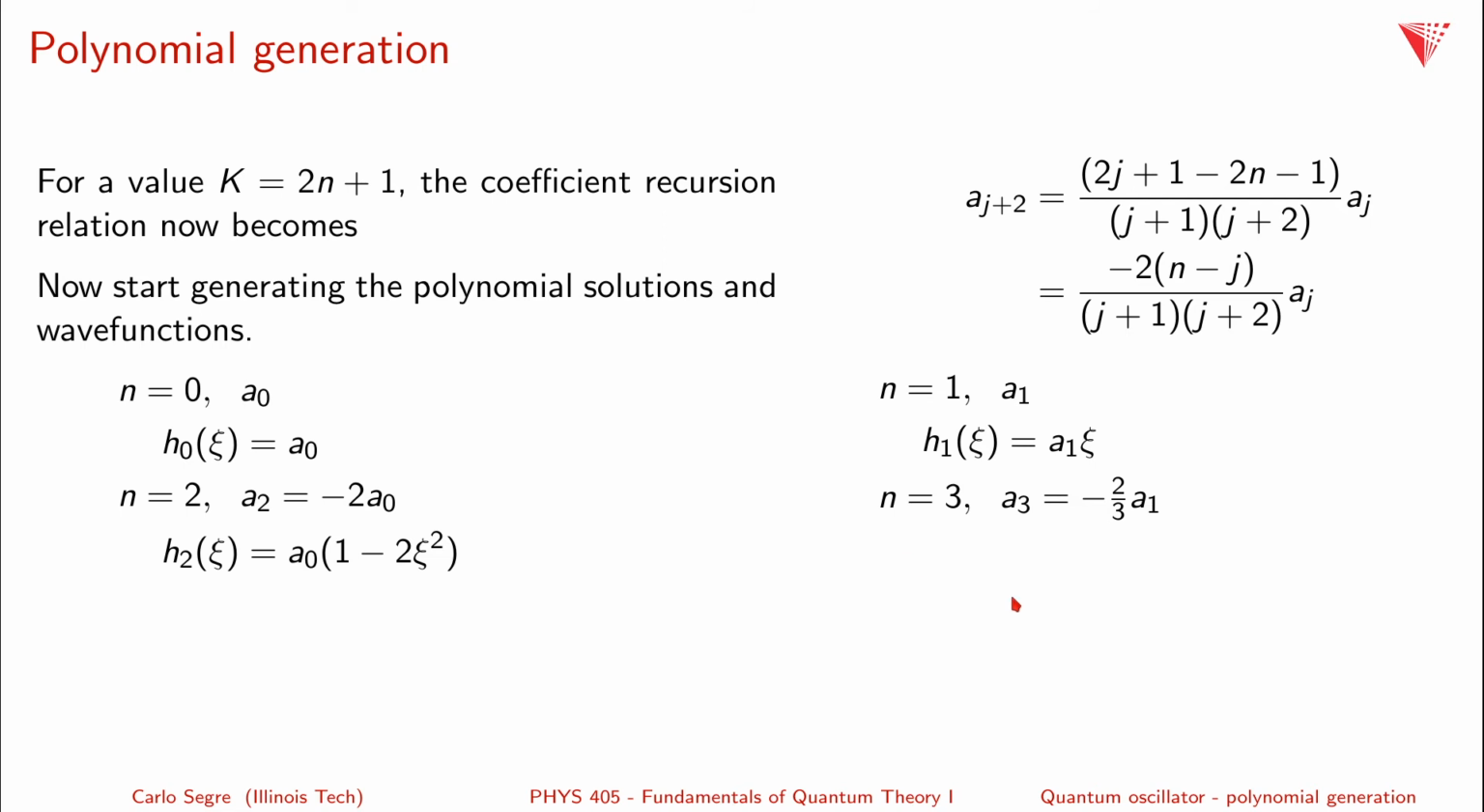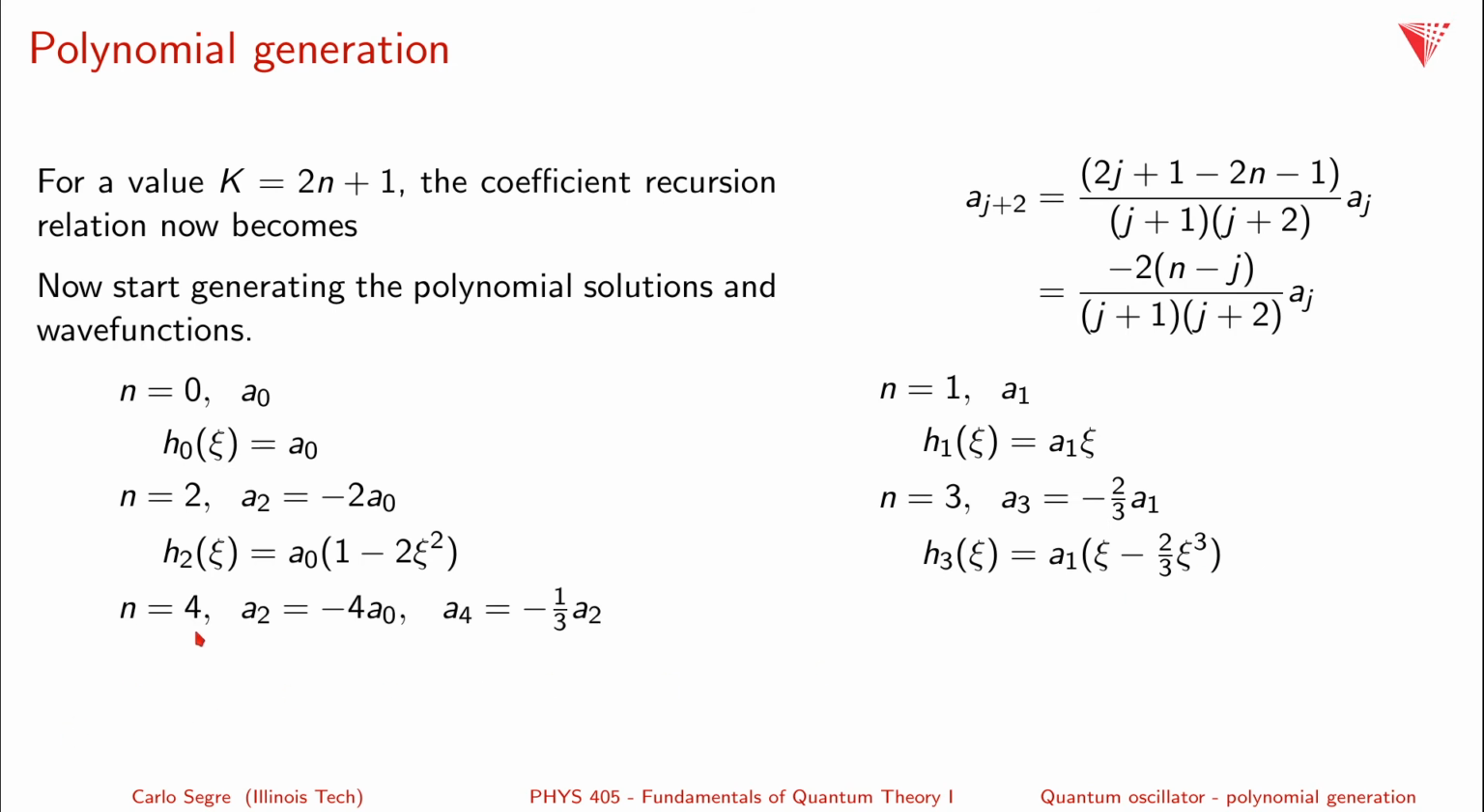For n equals 3, and I'll show you how this works then. For n equals 3, we start with a sub 1, and n equals 3, I get 3 minus j, which is 2, times minus 2, over 2 times 3, which is 6, so I get minus 2/3 a sub 1. And if I try to go to a sub 5, then n, which is equal to 3, and j is equal to 3, sends it to 0. And so h sub 3 of c is equal to a sub 1, c minus 2/3 c cubed, and so on.